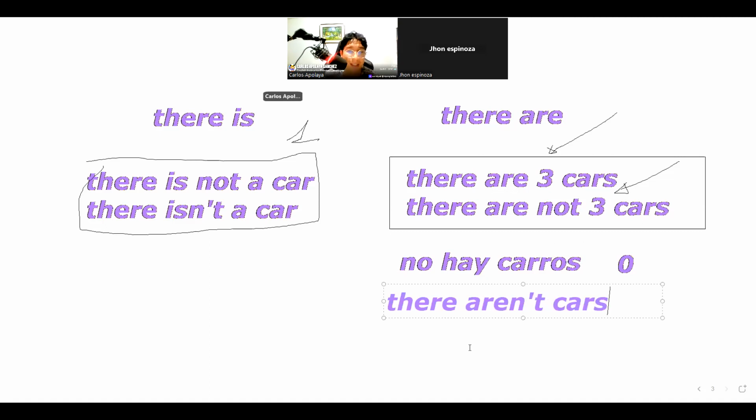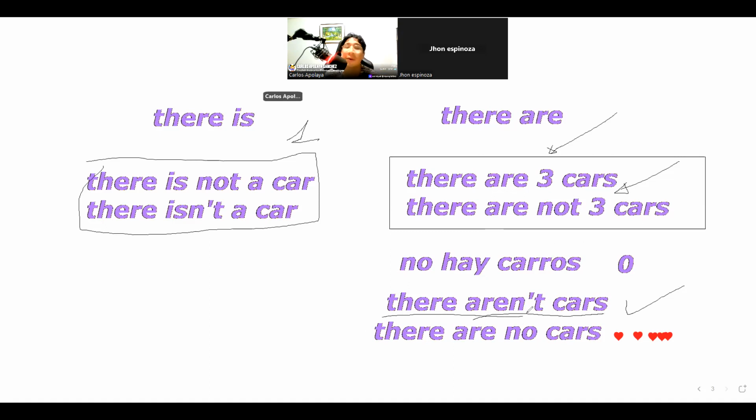So you can say there aren't cars. That's true, right? But it's more common to say there are no cars. This is more common in English. I never use the other one, even when for me it's okay for the grammar. For the grammar, it's perfect, but it's not common. People prefer to say no instead of not.